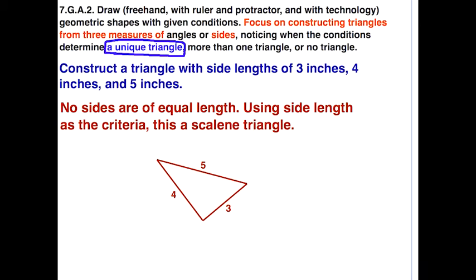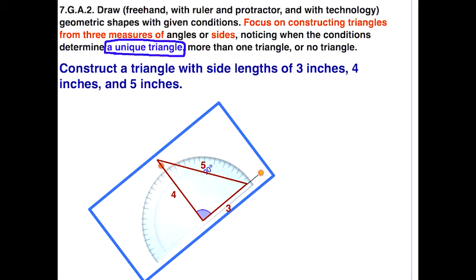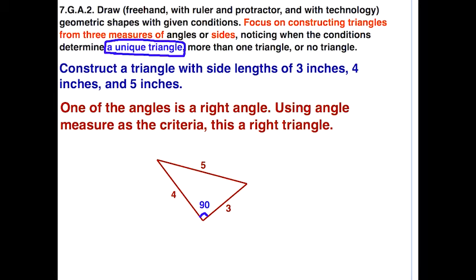Something to pay attention to here, notice that no sides are of equal length. So if we use side length as our criteria, this is a scalene triangle. Just out of curiosity, let's use our protractor. One of those looks like a right angle. And when we measure it, sure enough, it is 90 degrees. So the angle that we measured is 90 degrees. So if we use angle measure as the criteria, then this is a right triangle, in addition to being scalene based on the lengths of the sides.